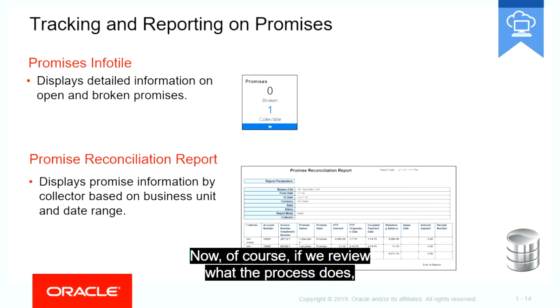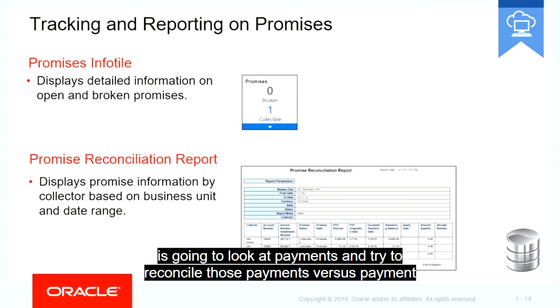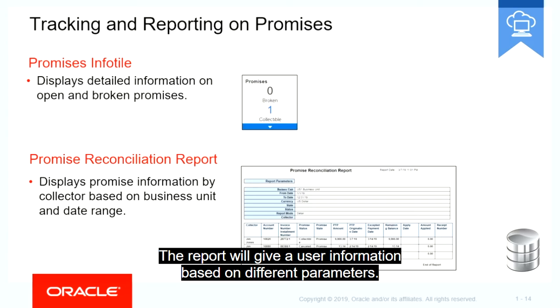Now, of course, if we review what the promise reconciliation process does, we know that the program is going to look at payments and try to reconcile those payments versus payment promises that customers have made. That's what the process does. It does that reconciliation. The report will give a user information based on different parameters.